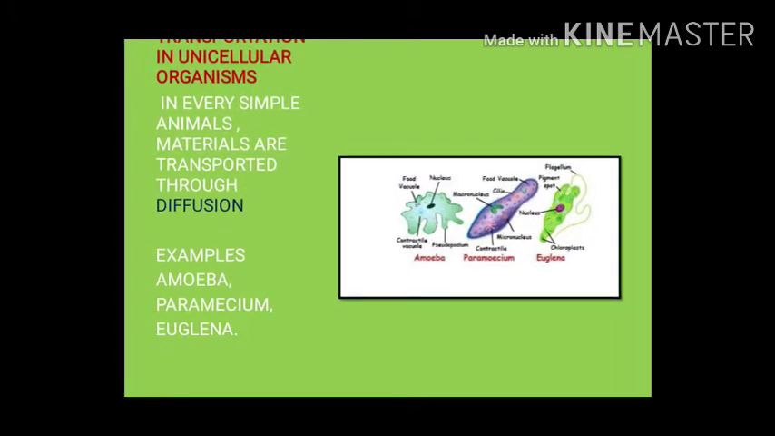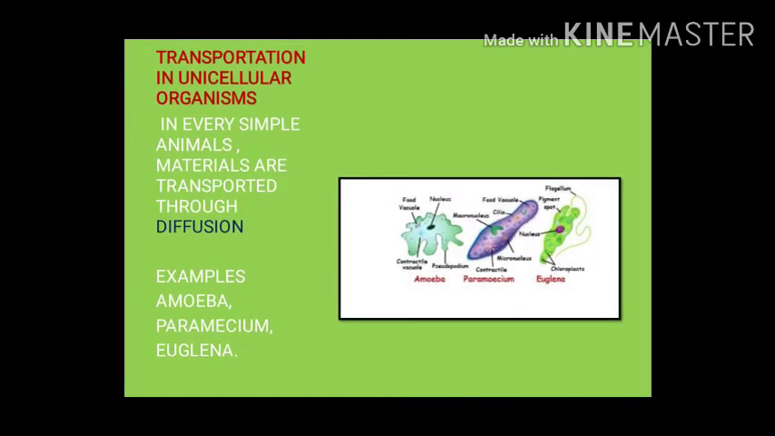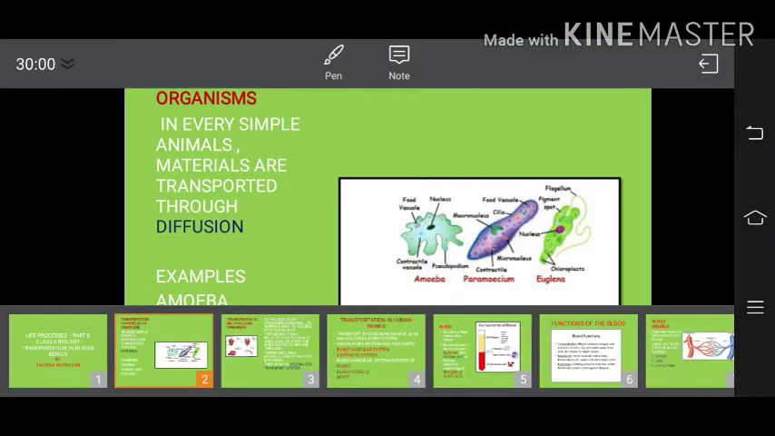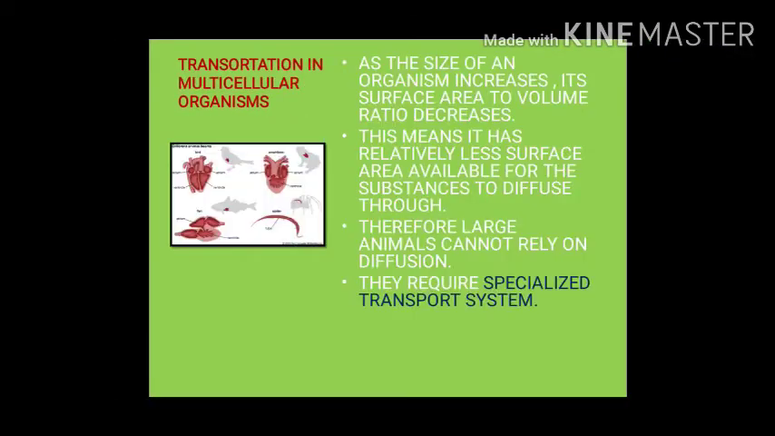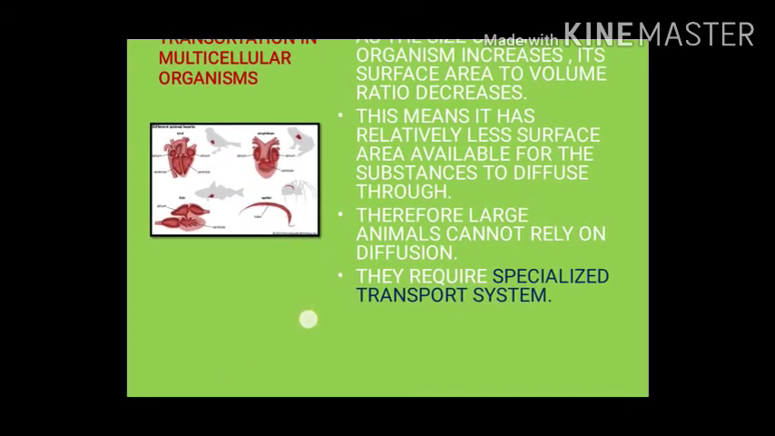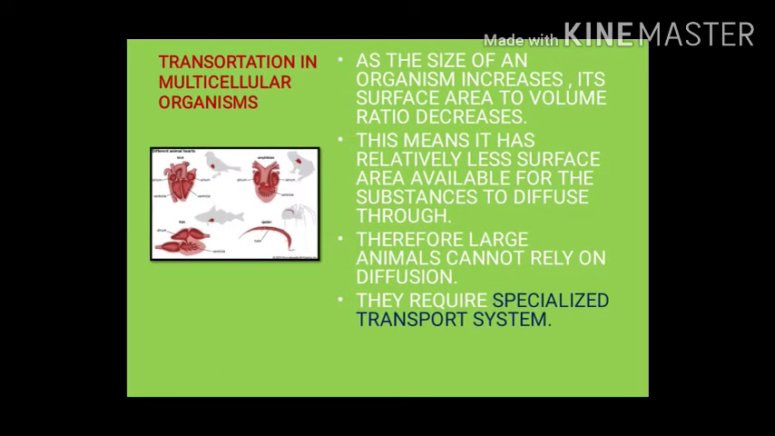In very simple animals, materials are transported through diffusion. Example, amoeba, paramecium, euglena. When we talk about multicellular organisms, as the size of an organism increases, its surface area to volume ratio decreases. This means it has relatively less surface area available for the substances to diffuse through. Therefore, large animals cannot rely on diffusion. They require specialized transport system.